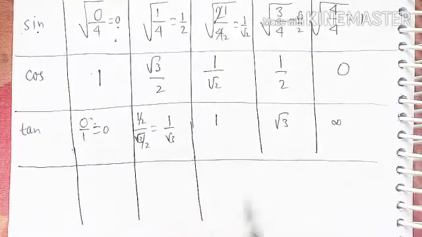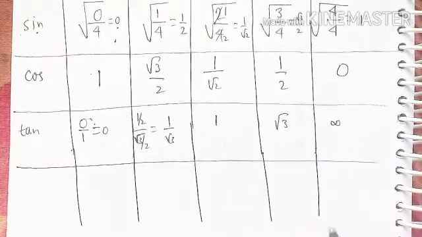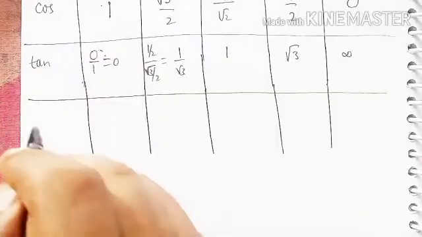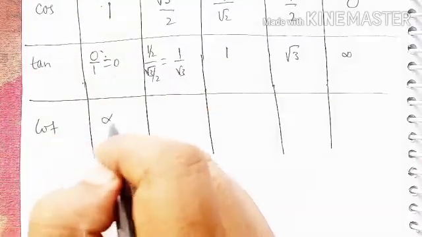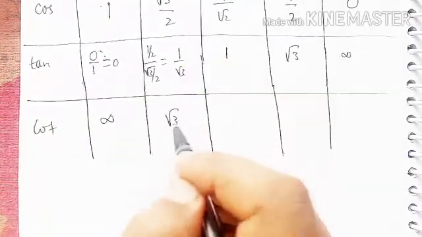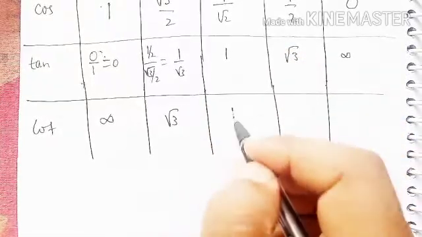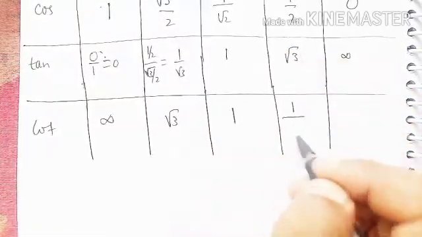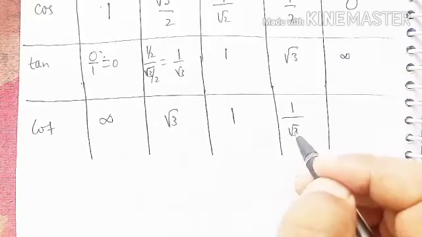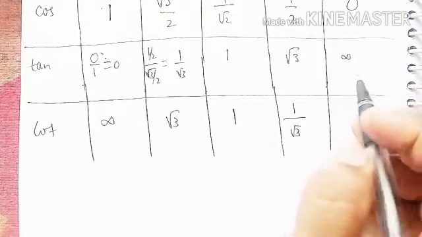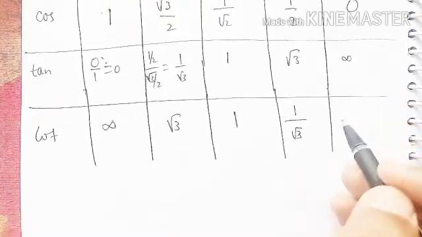Now cot. We know that cot is the reciprocal of tan. So the reciprocal of 0 is infinity. The reciprocal of 1 by root 3 is root 3. The reciprocal of 1 is 1. The reciprocal of root 3 is 1 by root 3. The reciprocal of infinity is 1 by 0, so the reciprocal of 1 by 0 is 0 by 1, which is 0.